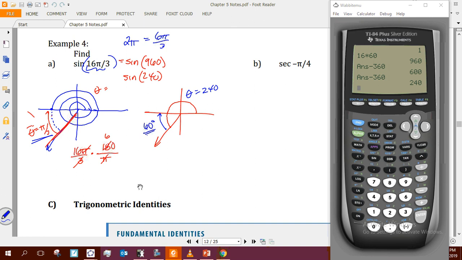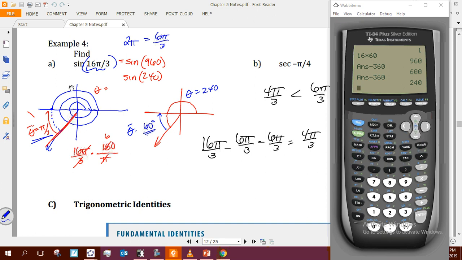Okay, so we know our theta bar is 60 degrees. Let's maybe approach that a different way. If I'm talking about 16 pi over 3, do it this way. Now let's just start subtracting multiples of 2 pi or revolutions, or kind of like what we did in degrees, multiples of 360, until I get a number between 0 and 2 pi. So if I subtract 6 pi over 3, that gives me 10 pi over 3. Still bigger than 6 pi over 3. So subtract another 6 pi over 3. When I subtract that, it gives me 4 pi over 3. That is less than 6 pi over 3, or 2 pi. So I know I'm under one revolution.